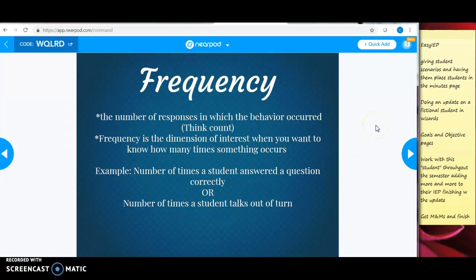The first dimension that we're going to talk about is frequency. Frequency is the number of responses in which the behavior occurred. So think about count. How many times is it happening? Frequency is the dimension of interest when you want to know how many times something occurs. So for example, the number of times a student answered a question correctly, or the number of times a student talks out of turn. So if you see there, they gave you an academic example as well as a behavioral example.